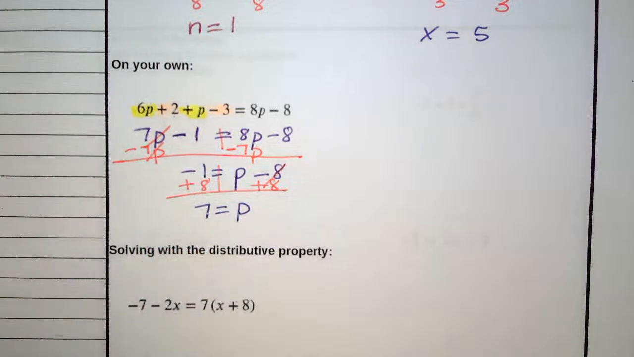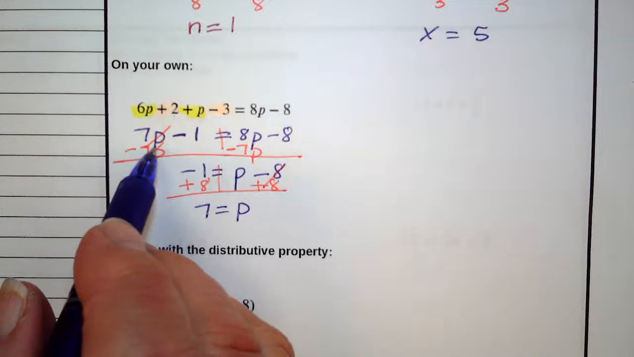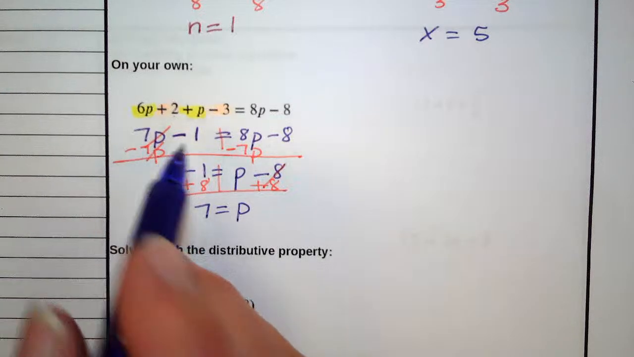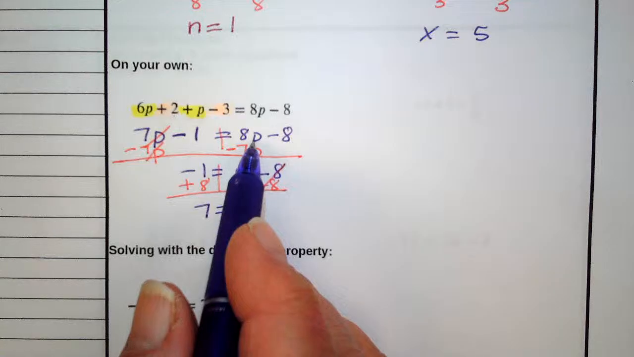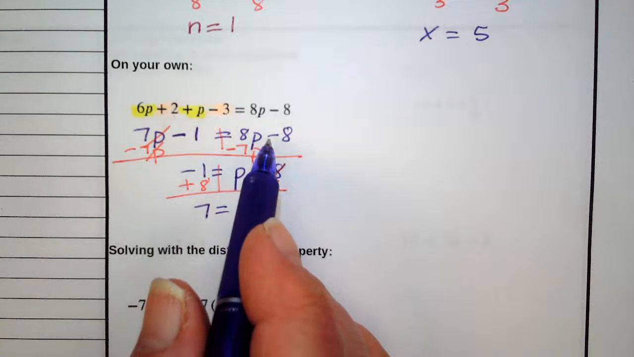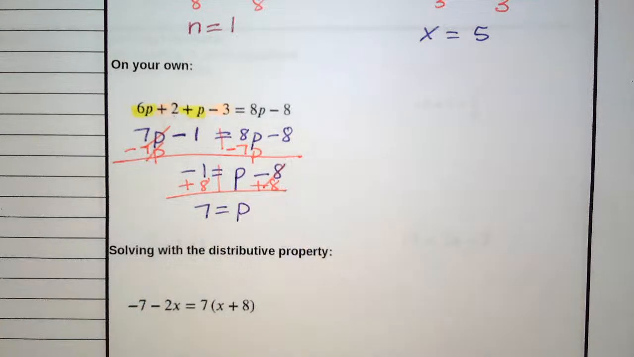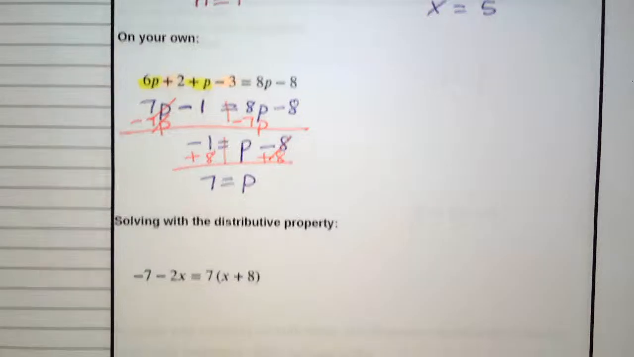That's equal to p. So 7 times 7 is 49, minus 1 is 48. 8 times 7 is 56. 56 minus 8 is 48. So we know we have done it correctly.